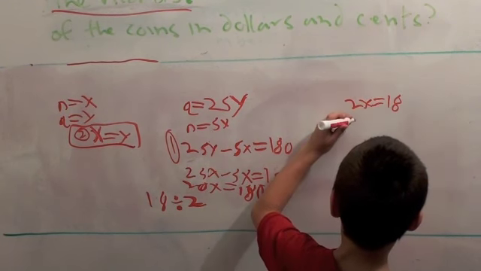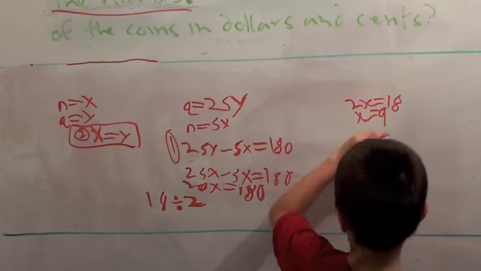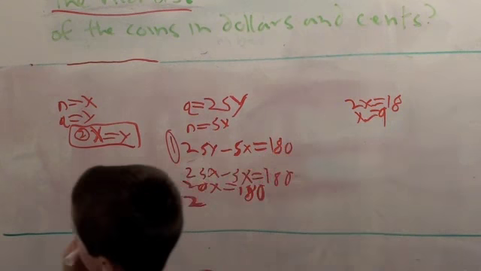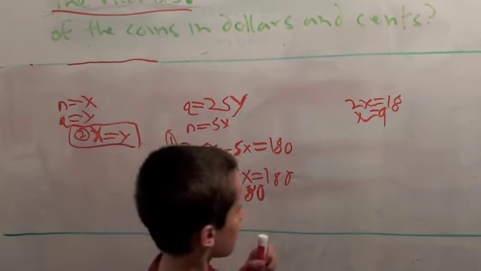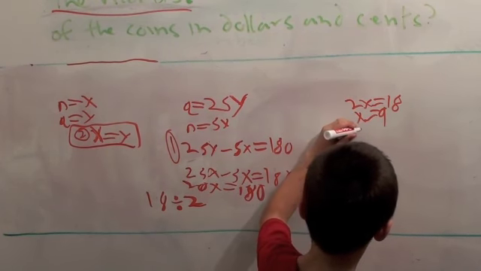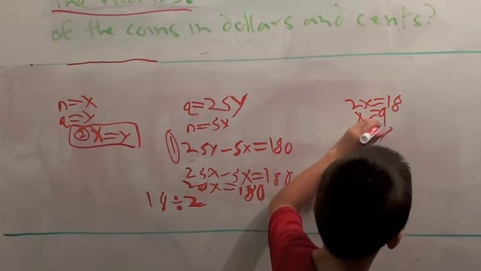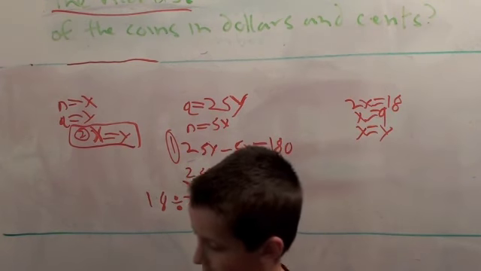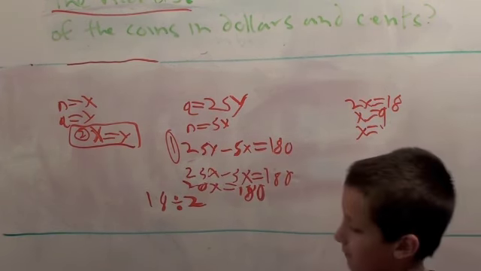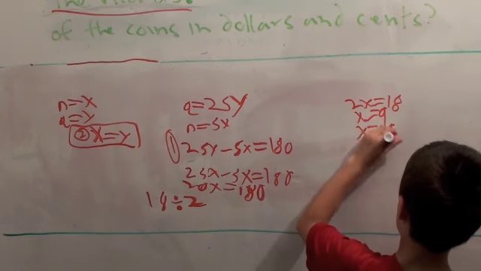And what does x equal? x equals 9. Okay. And if x equals 9, what does y equal? y equals 9. Okay. So how many nickels does Mrs. Bailey have? 9. Okay. So Mrs. Bailey has 9 nickels and 9 quarters.